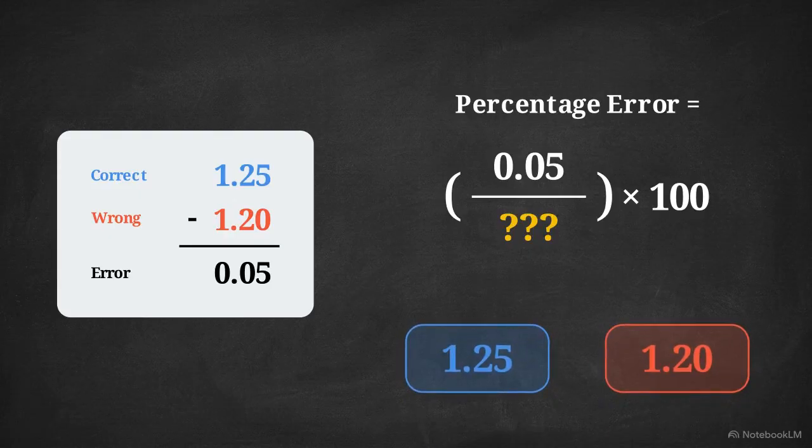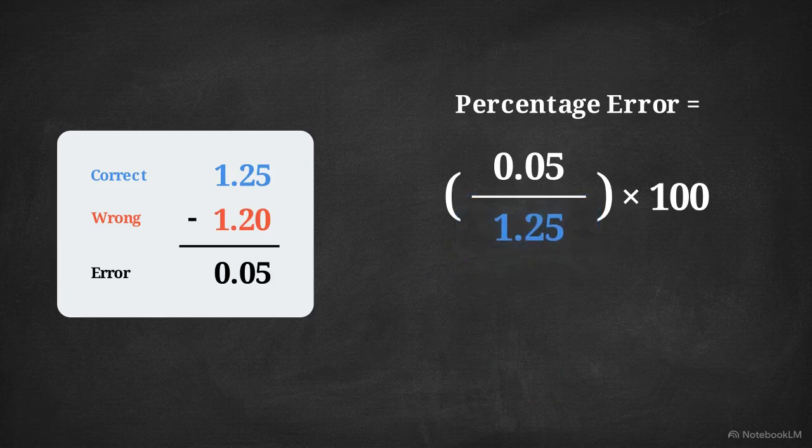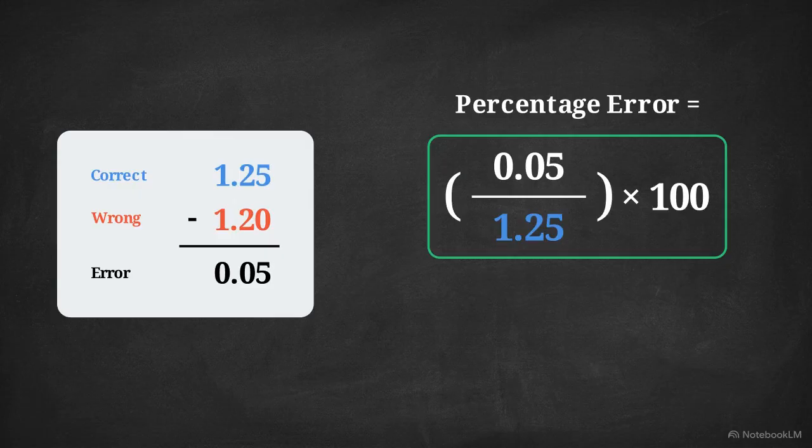Before I show you which number belongs at the bottom, 1.25 or 1.20, we always measure our mistake against what we were supposed to do. The correct value is your foundation. The 1.25 goes right at the bottom. Our formula is 0.05 divided by 1.25 times 100.